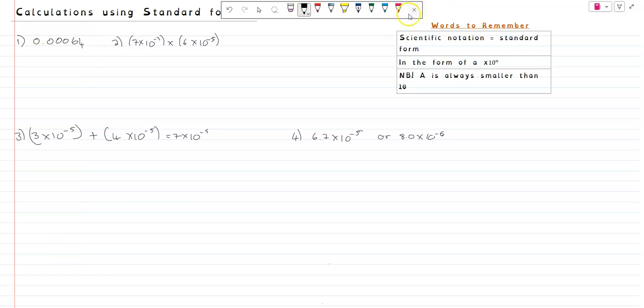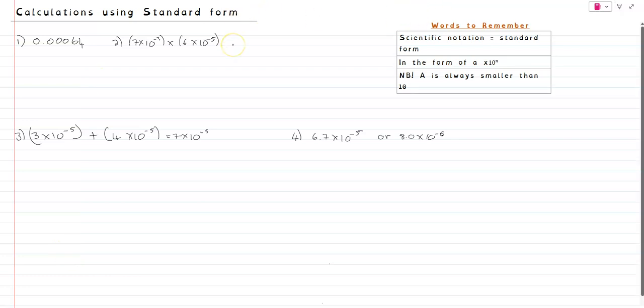Today we are going to complete our topic of standard notation or standard form. Remember, scientific notation is exactly the same as standard form. And remember, the form of a standard form, the way that it looks like, is a number multiplied by 10 to the power of another number. That is what standard form is. And remember, a is always smaller than 10. So this a is always smaller than 10.